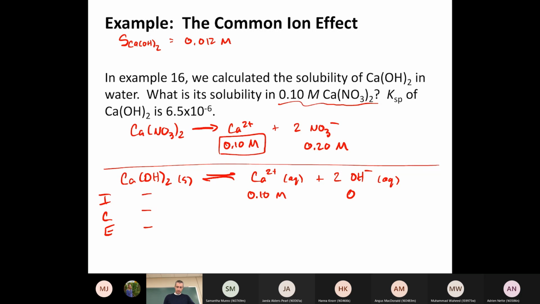That one's 0. So it's got to shift to the right to produce some products. It's got to dissolve a little bit. It's got to produce some hydroxide. This will be plus x, plus 2x, and at equilibrium, we're at 0.10 plus x and 2x. So again, we say Ksp, 6.5 times 10 to the minus 6, is the concentration of calcium 2+, 0.10 plus x, times 2x squared.